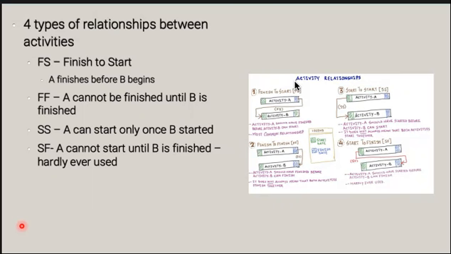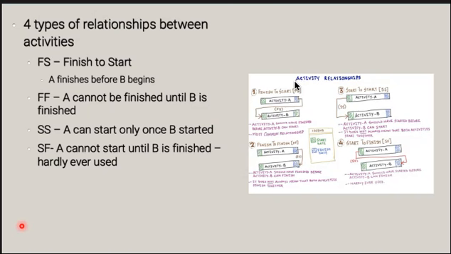Second type, we have finish to finish. Activity A should finish before activity B can finish. For instance, if we have two activities, one example would be handover of some software product, and the second activity would be training of users. The handover of the software product cannot finish till training of users of the software product is finished.